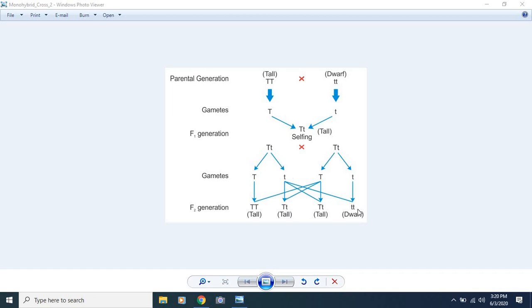So likewise all these genotypes are obtained, and here you can see at three places capital T is present and only at one place small t is present. So these three plants are tall as capital T is present, and only at one place are the small t, that is the dwarf plants. So here the ratio of the monohybrid cross is 3:1, that is 75% are tall plants and 25% are dwarf plants.